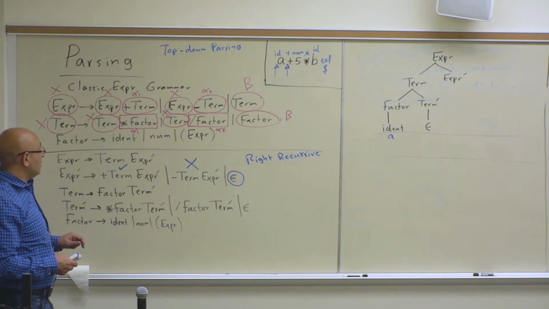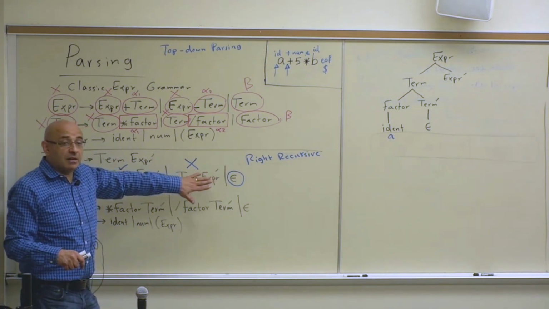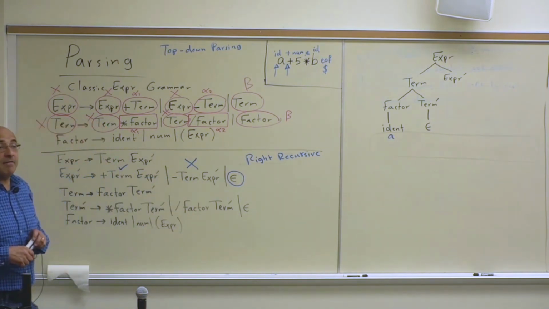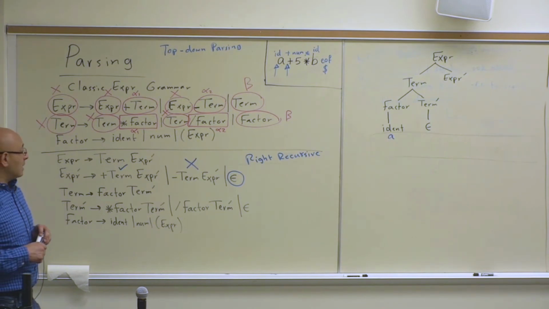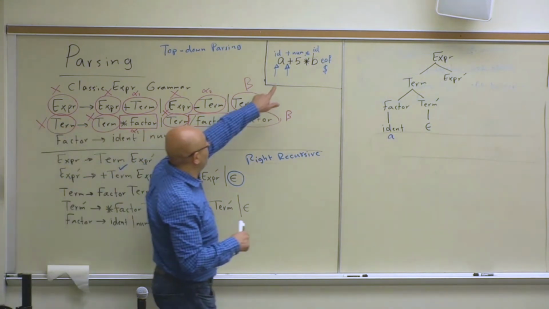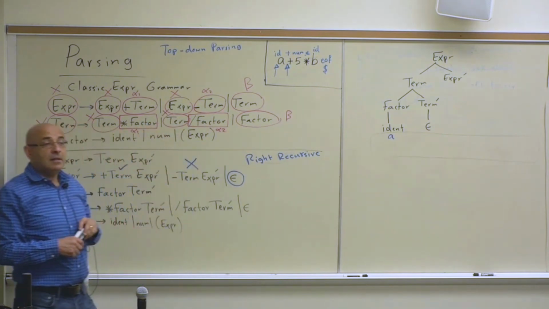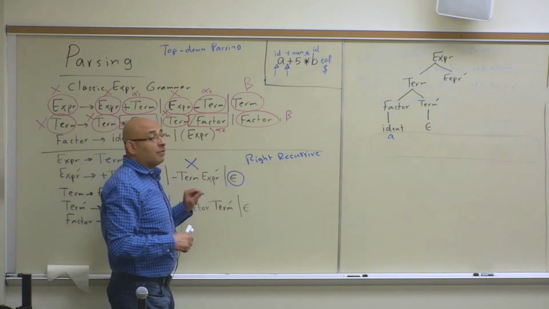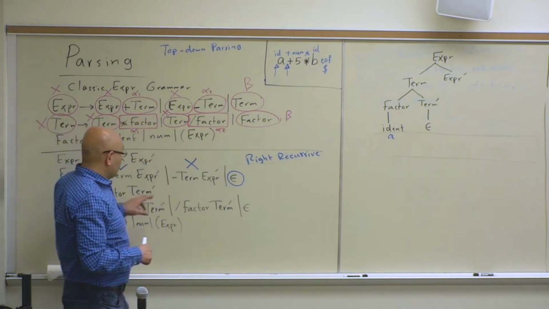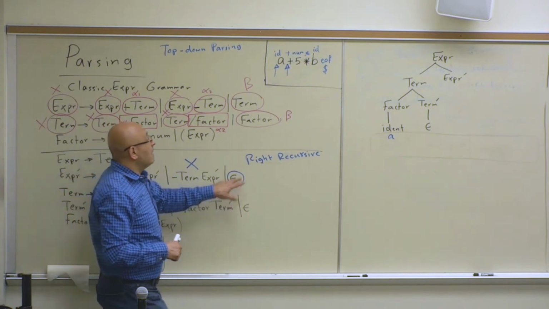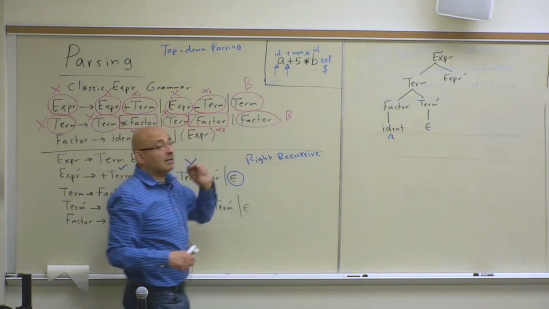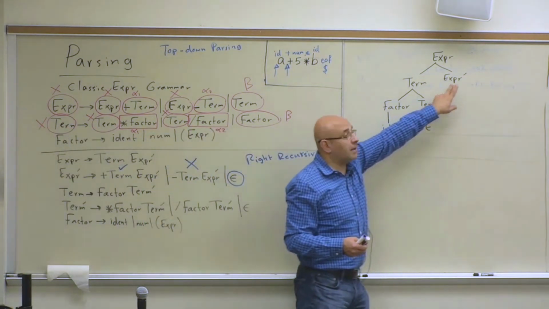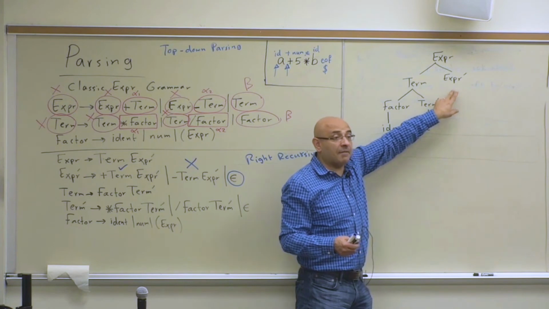Now, this is not true in this case. But in general, in a situation like this, the epsilon may be a valid option. Why would the epsilon be a valid option even though I'm seeing a plus? Because it could be that the symbol that I'm trying to find a substitution for, I can substitute epsilon for it. And then this plus is for something that comes after the current symbol. So here, there is nothing after expression prime, so this is not going to be the case.